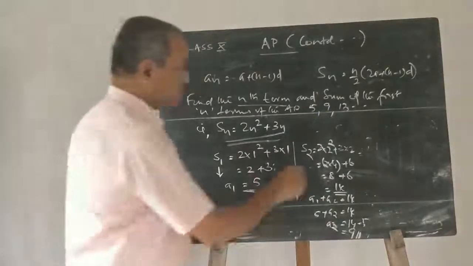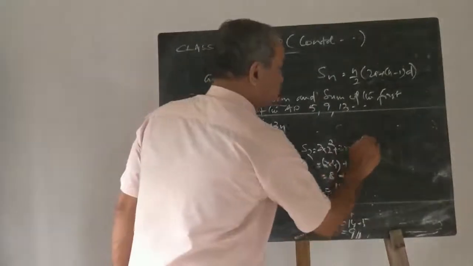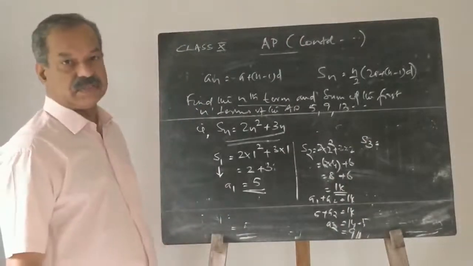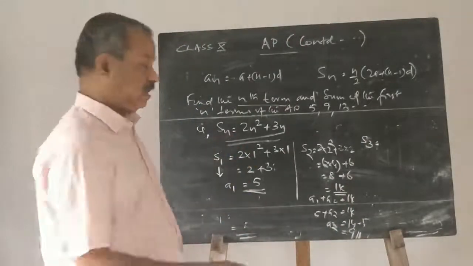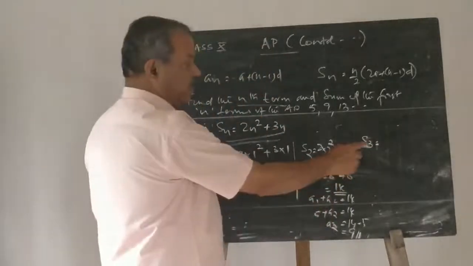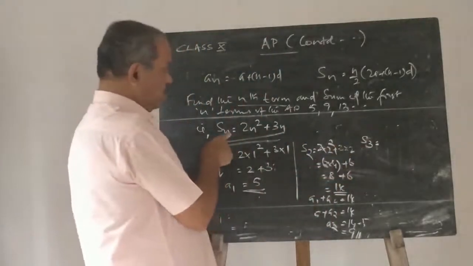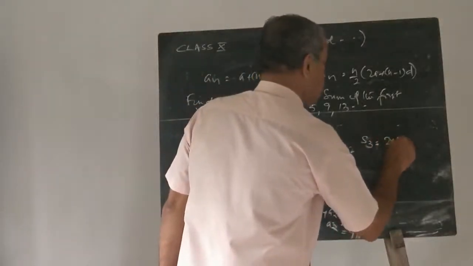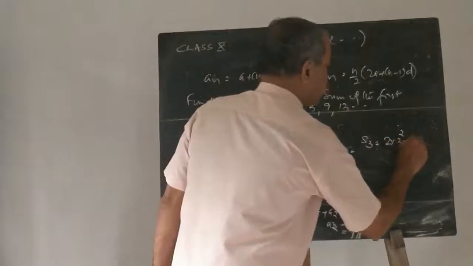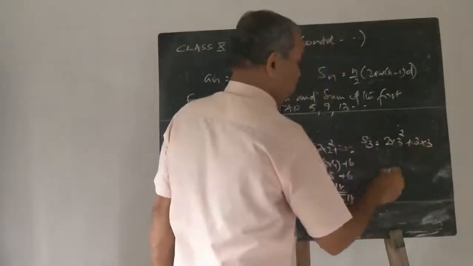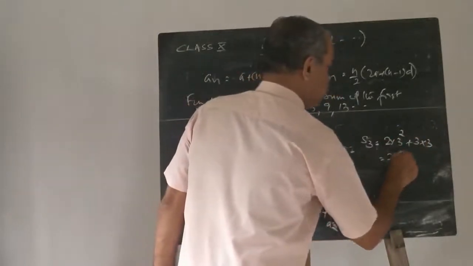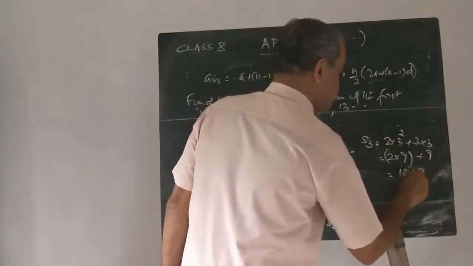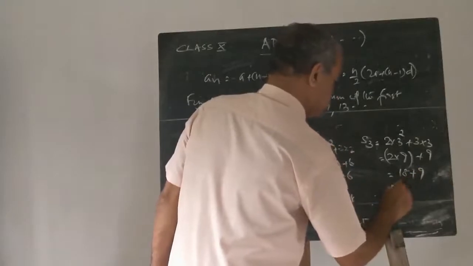Now, to get the third term, first find S3. S3 means the sum of the first three consecutive terms, A1 plus A2 plus A3. Then how can we get S3 from Sn? By replacing n by 3. That is 2 into 3 square plus 3 into 3, which is 2 into 9 plus 9, 18 plus 9, 27.